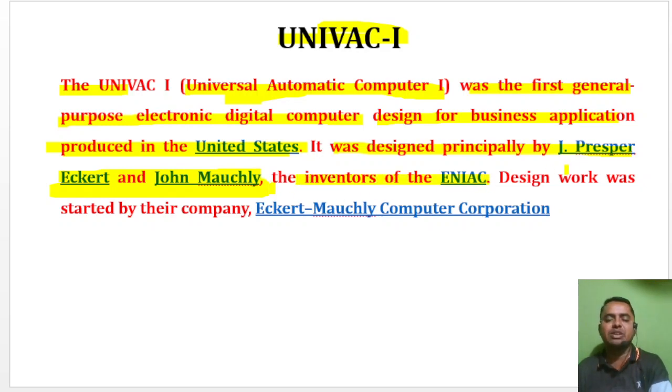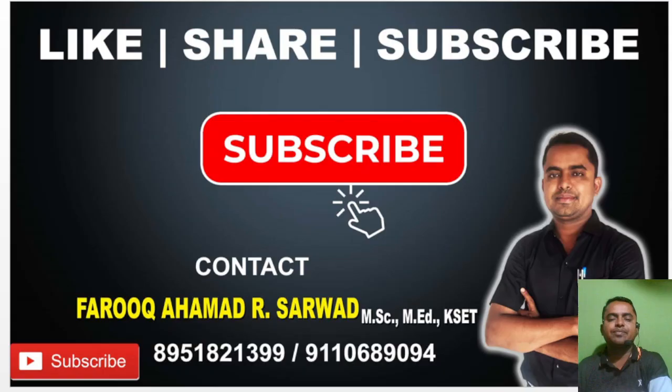These two people are the inventors of the UNIVAC. Design work was started by their company, Eckert Mauchly Computer Corporation. They started their own computer company, the Eckert Mauchly Computer Corporation. So this is all about the first generation of computers in detail.